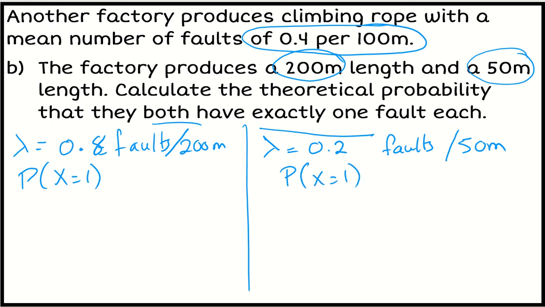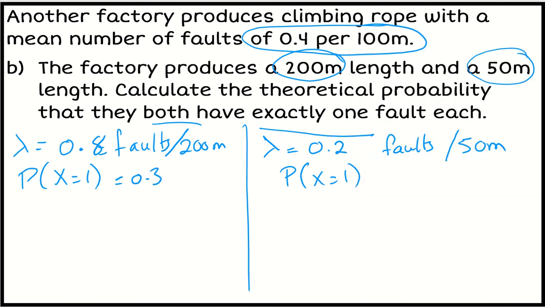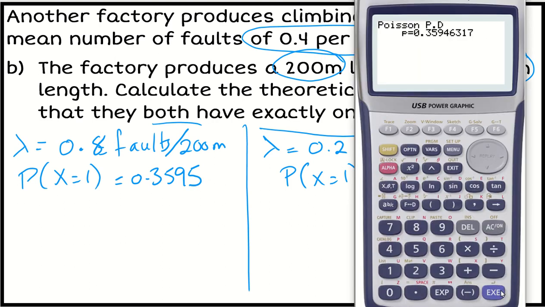So let's get our calculator here, and we'll do our 0.8 first because it happens to be on the screen there from the last question, and I want the probability of exactly one. So put 1 in there, and that gives me a probability of 0.3595. Now we're going to repeat that process with a rate of 0.2 faults. So I'm going to change my rate here to 0.2 faults, and that gives me a probability of 0.1637.